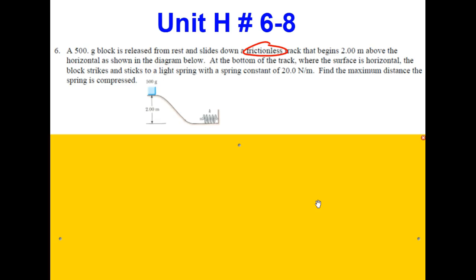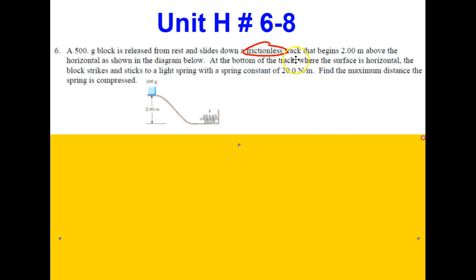A 500-gram block is released from rest and slides down a frictionless track that begins 2 meters above the horizontal as shown in the diagram below. At the bottom of the track, where the surface is horizontal, the block strikes and sticks to a light spring with a spring constant of 20 newtons per meter. Find the maximum distance the spring is compressed.